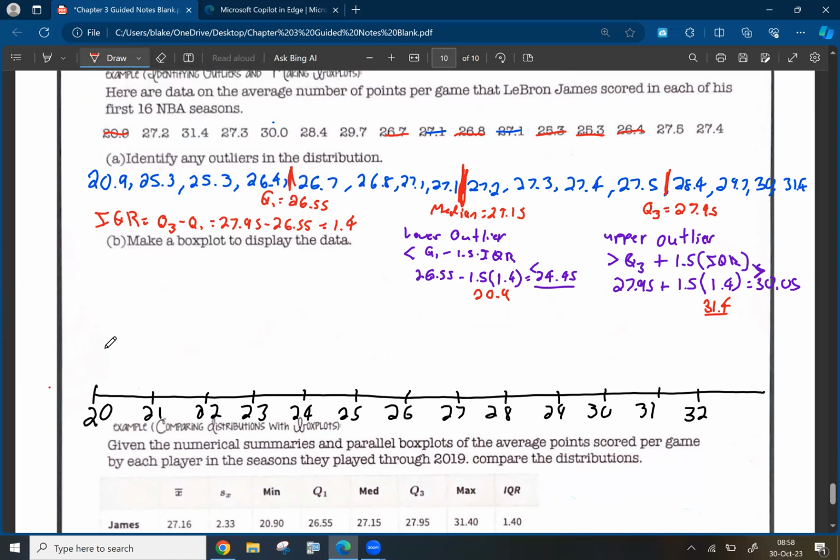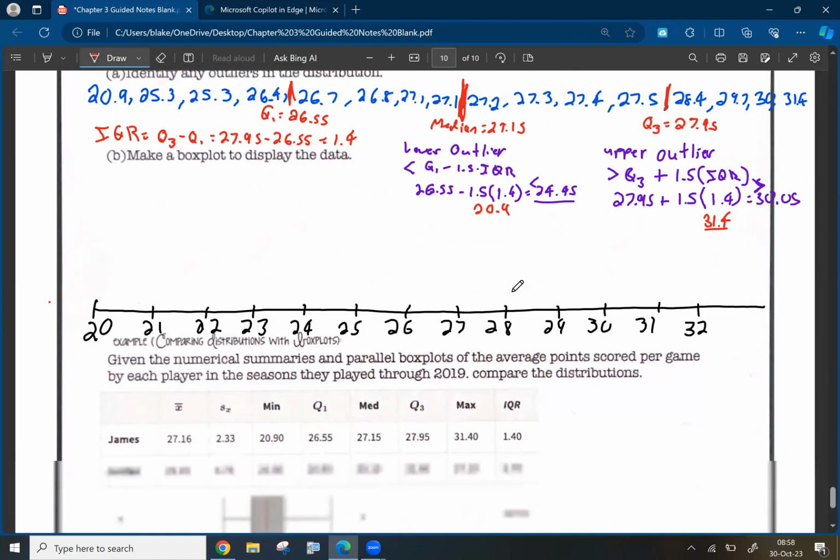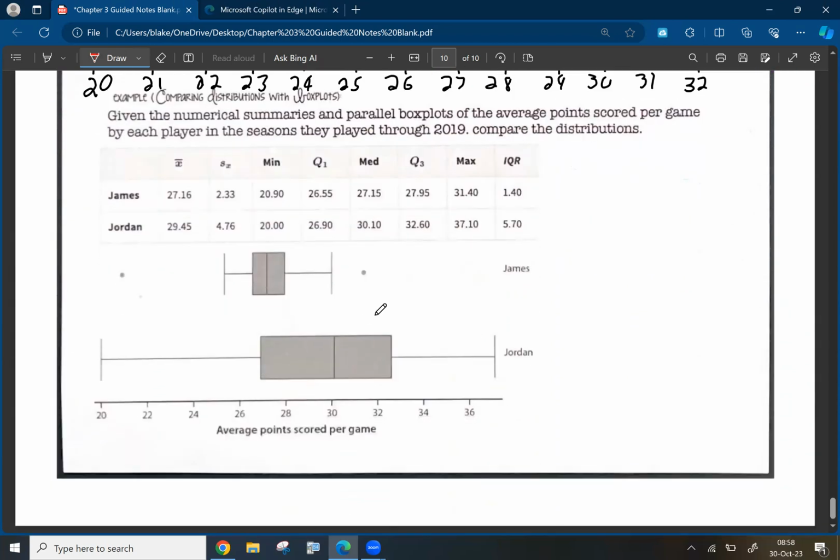Now this one's a little unique because this one does have outliers, but let me show you real quick what a box plot normally looks like without outliers. So here are two box plots. We're going to get to these in a second. James's box plot has two outliers. You can see that with the points, but Jordan's here doesn't have any outliers because it doesn't have the points. So Jordan's is a more typical box plot.